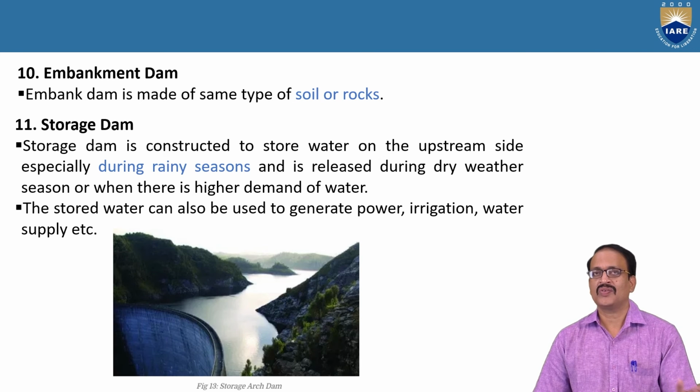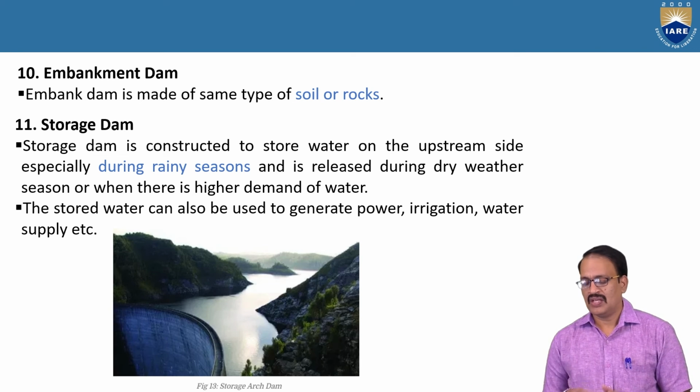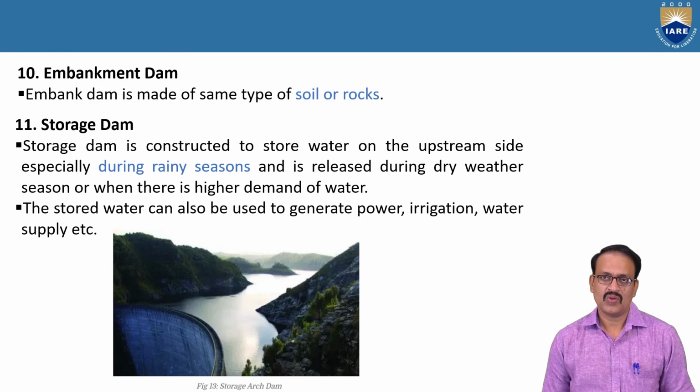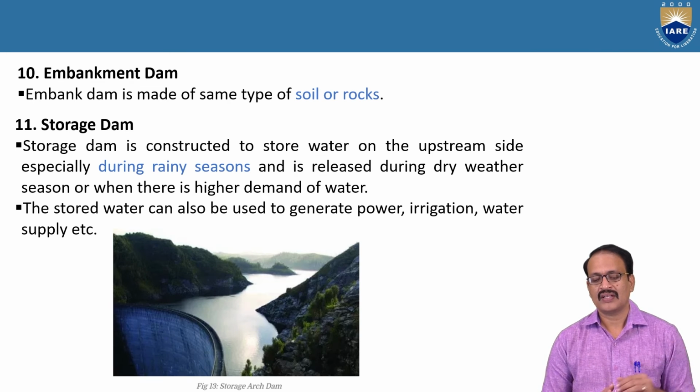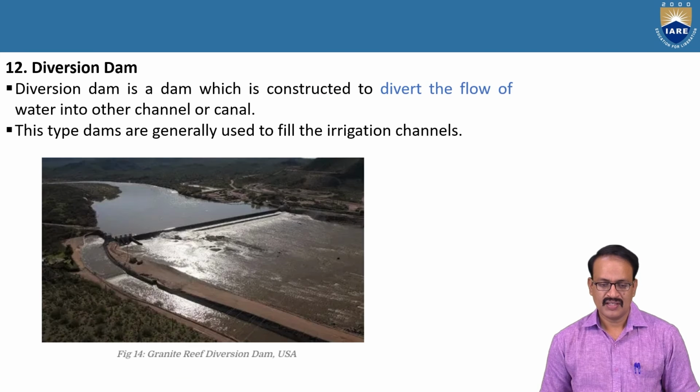So next is the storage dam. This is purposed only for storing water, especially during the rainy season, and using it for irrigation and water supply. And we also use this for power generation.